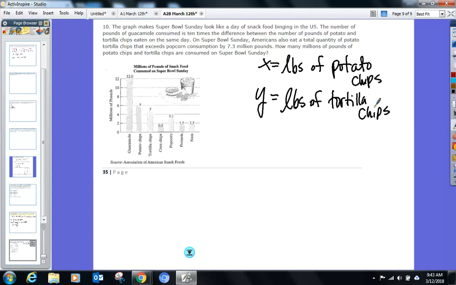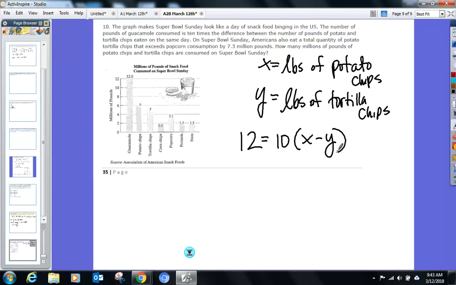12 million. So 12, the amount of guacamole that's consumed, 12 is 10. Help me out here. 10 times the difference between the potato and tortilla chips. So 10 times X minus Y. Yep. Great job. So the amount of guacamole is 10 times the difference between the potatoes and the tortillas. There's your first equation.